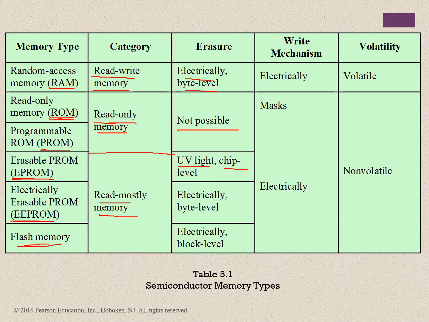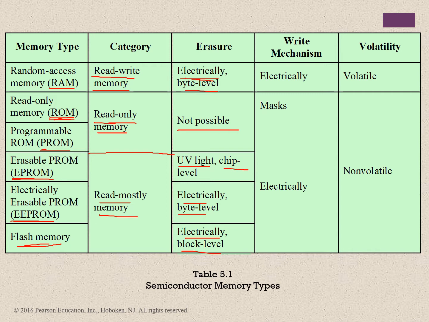And again, for the electrically erasable programmable read-only memory, it's very similar to the random access memory. Electrically erasable and it's byte level. And for flash memory, it's the same as the previous, electrically erasable, but the erasure is block level erasure.